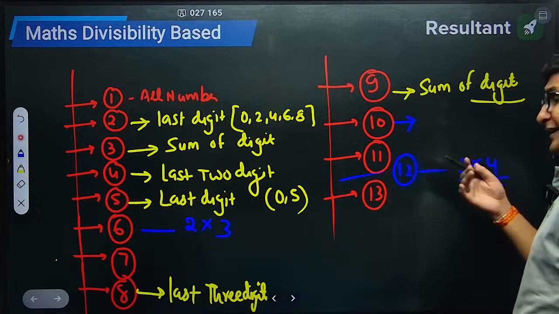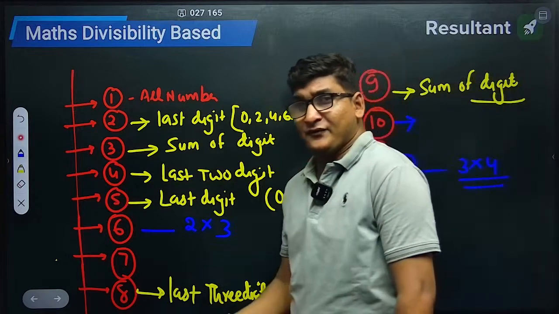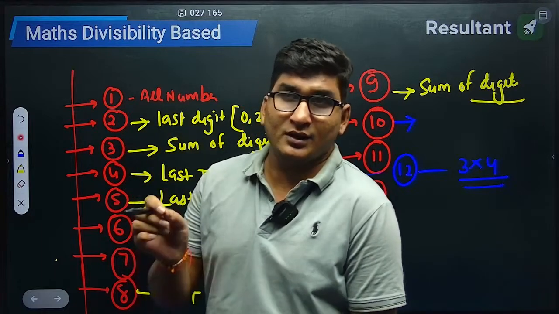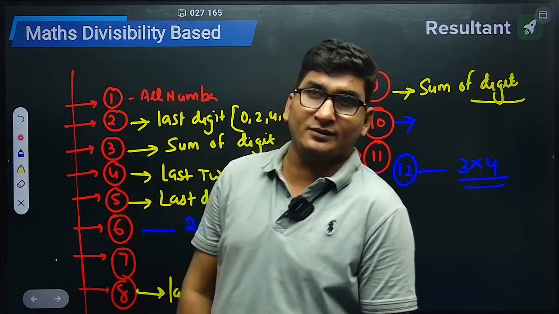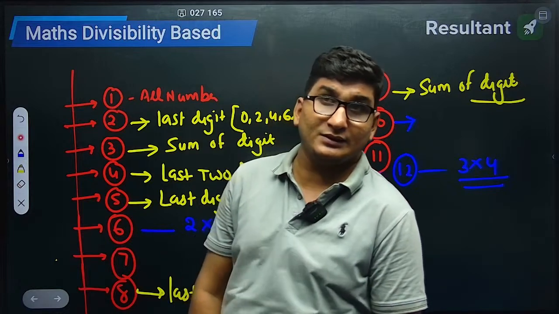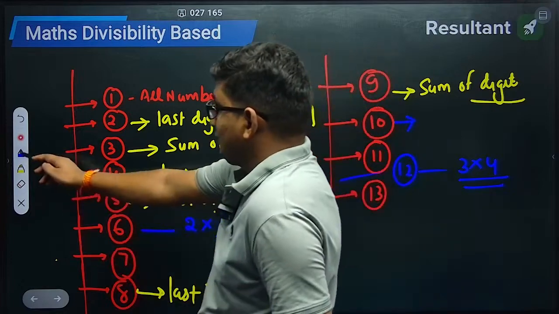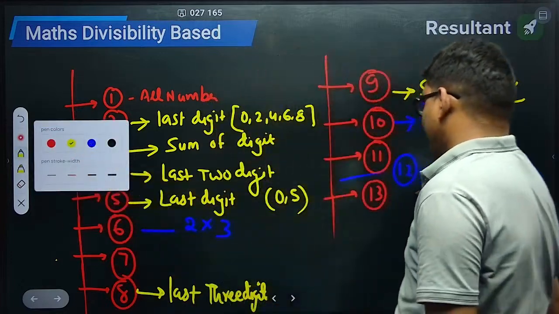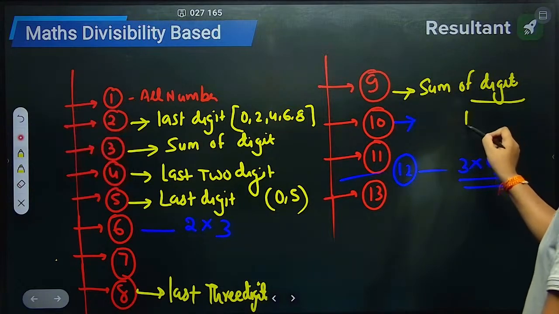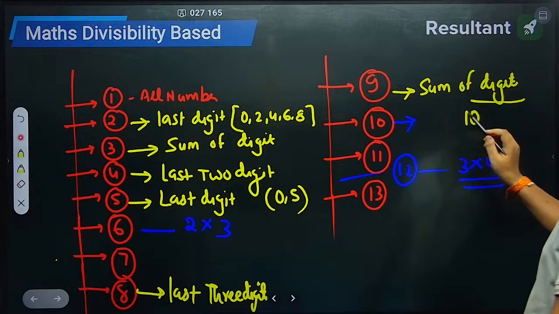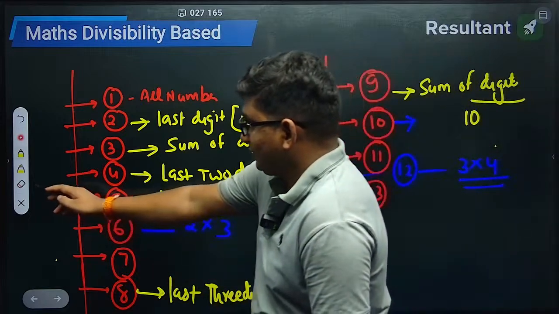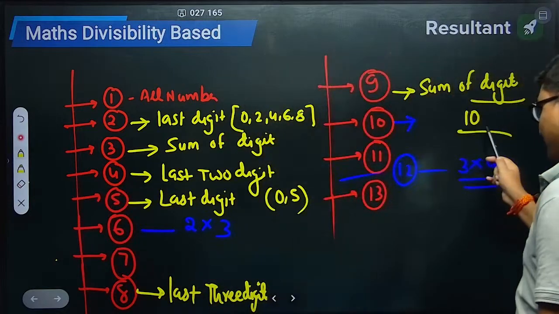Now, the divisibility of 10 is already final, because if the last digit of any number is 0, the number will always be divisible by 10. If the last number is not 0, the number cannot be divisible by 10. Correct? So see one thing here: the number is not divisible by 10 when the last digit is not 0. If the last digit is 0, the number is always divisible by 10.